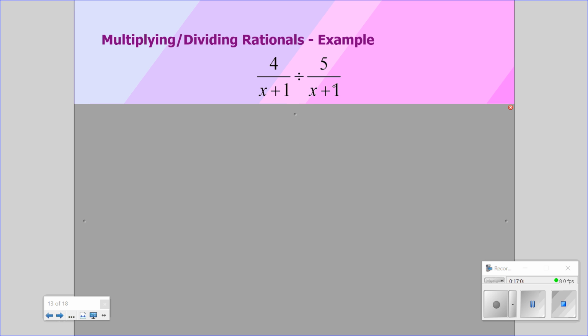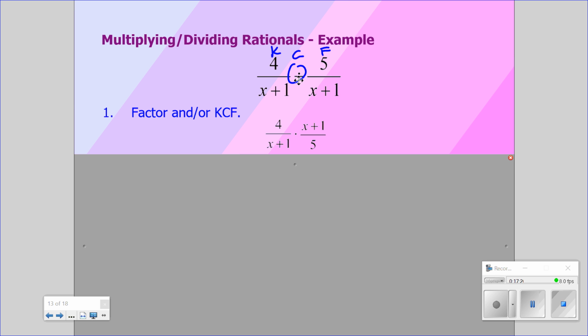All right, here's an example with division. So we've got a fraction divided by another fraction. So to divide fractions, we copy or keep, change, flip. And so we copy the first fraction as is, change division to multiplication, and flip or write the reciprocal of our second fraction, x plus 1 over 5 now.